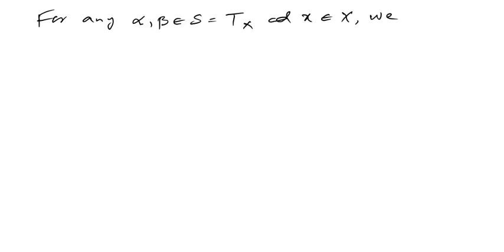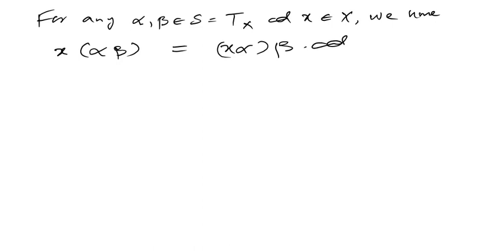Okay, let's start the lecture again. So we were seeing that if you take any alpha, beta in S, where S is T_X, and for any x in X, we have x(alpha beta) equals (x alpha) beta, like that. It's equal to x alpha beta by definition of composition. And one more thing, x times the identity.